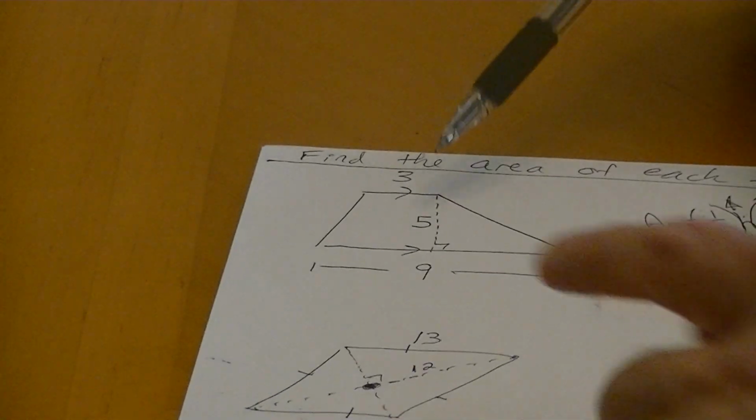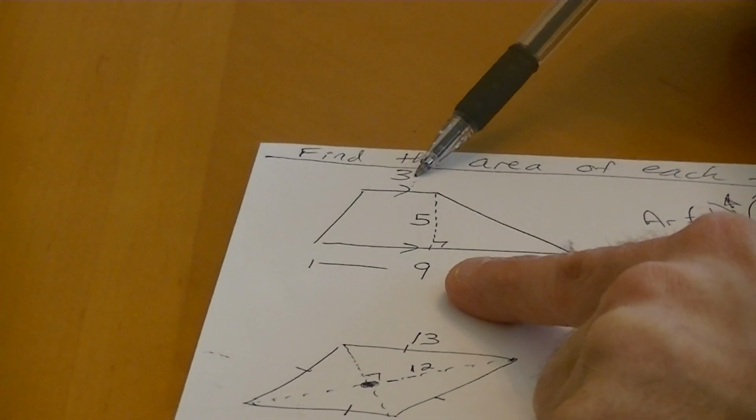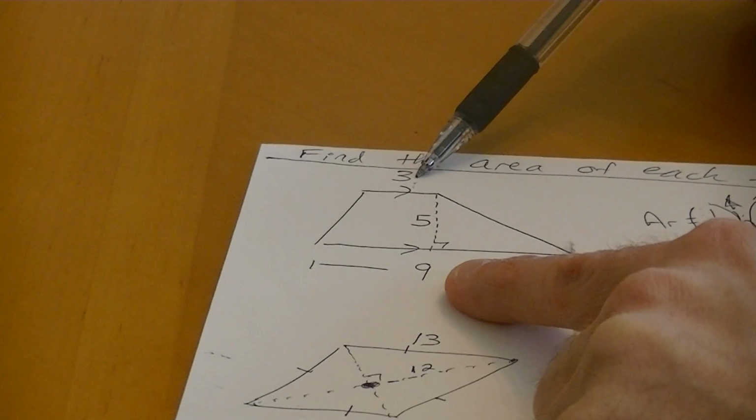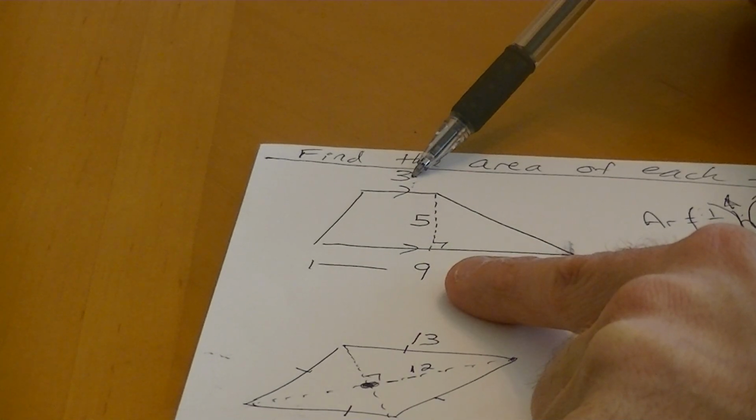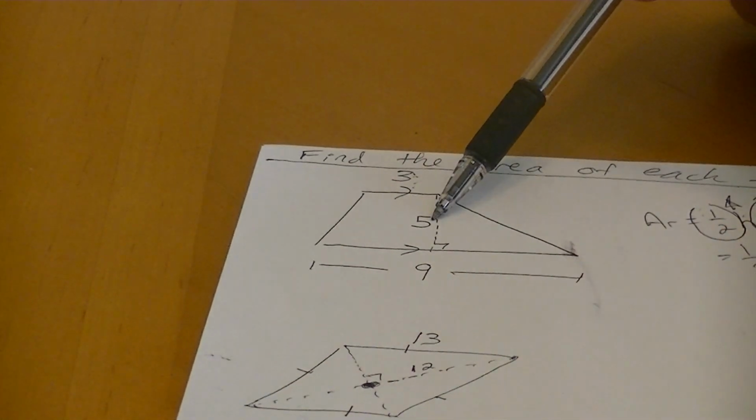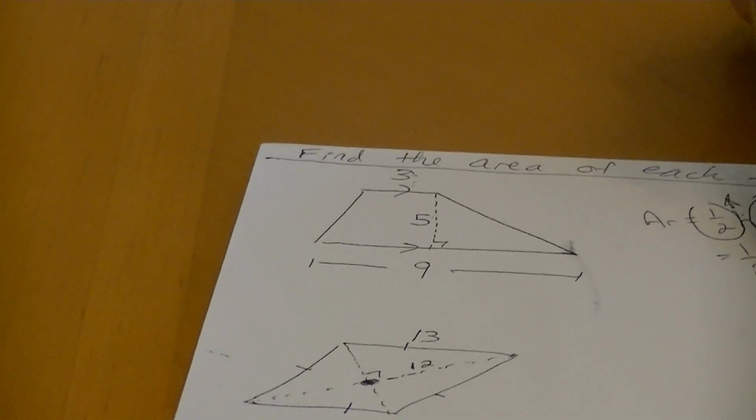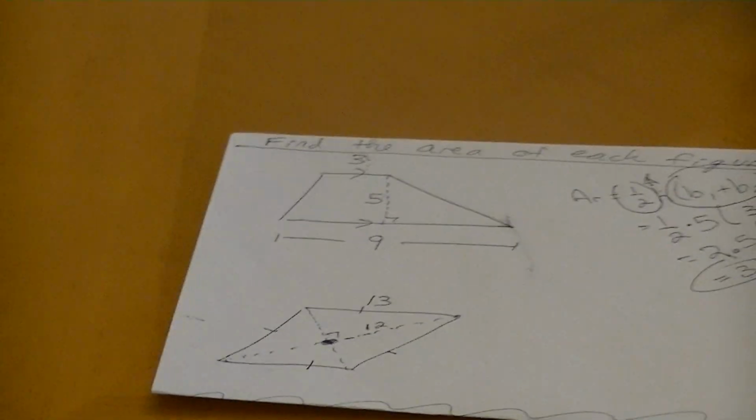So let's try that over here. Average the bases. What's the average of 3 and 9? Add them up, divide by 2, you get 6. That's the average of the bases. And then you multiply that 6 by the height, and certainly we get 30. Very nice. Okay, the rhombus.